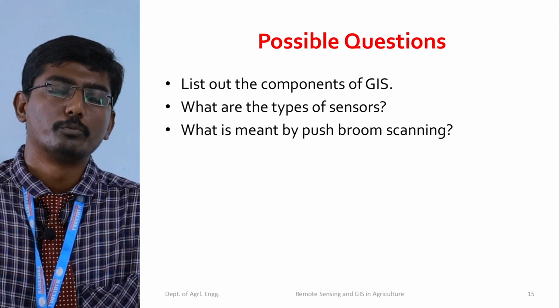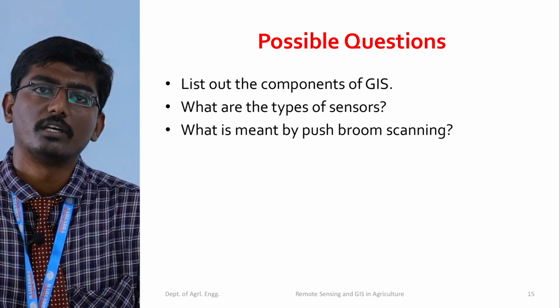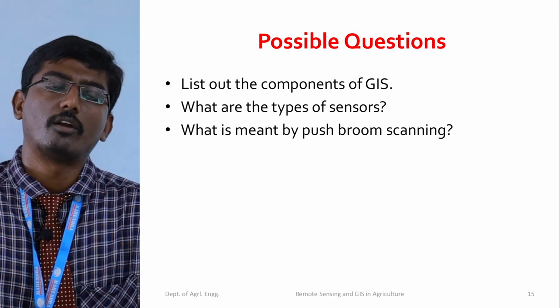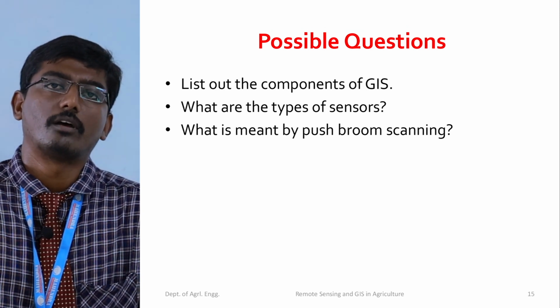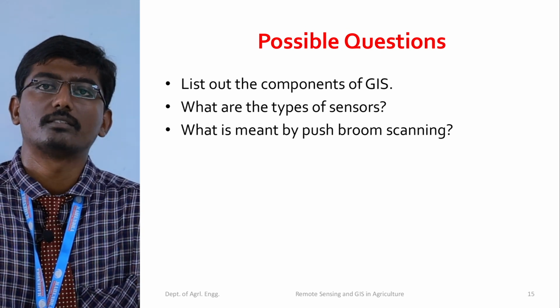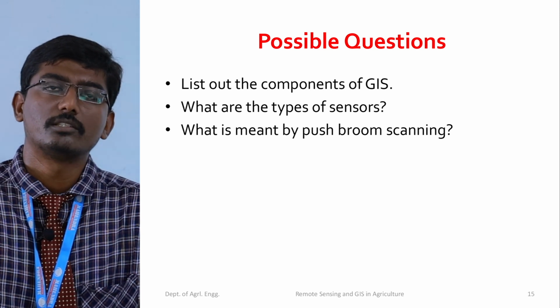And what is meant by push broom and whisk broom scanning systems? Push broom and whisk broom scanning systems correspond to along track and across track. The satellite which travels along the pathway is the along track scanning and along track photographic system, and across track is where the satellite captures a series of images in cube format.